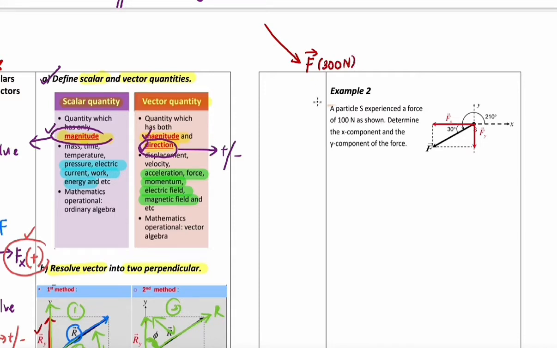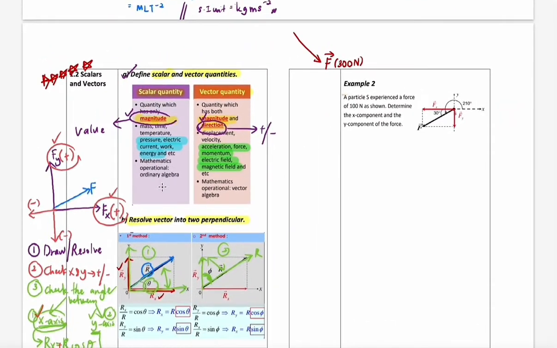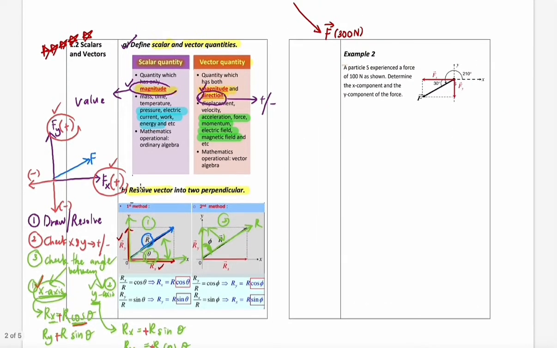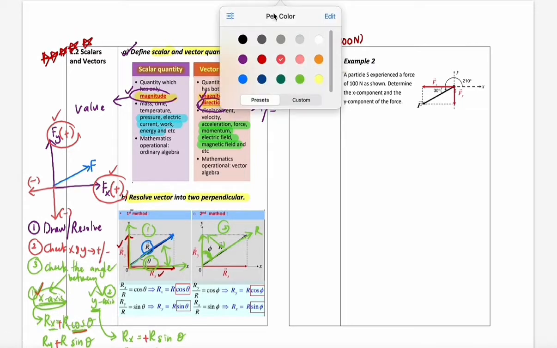Okay, usually akan bagi soalan macam ni, and then soalan akan minta kita resolve the vector into its x and y components. Okay, resolve the vector into its x and y components. So kita tengok balik yang tadi. Okay, so our first step should be, we should be able to draw. Kita kena draw dulu. Okay, so first step we draw first.